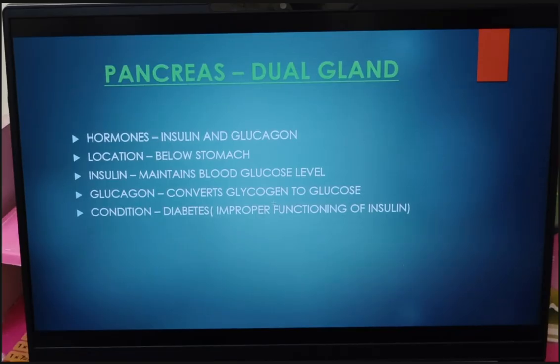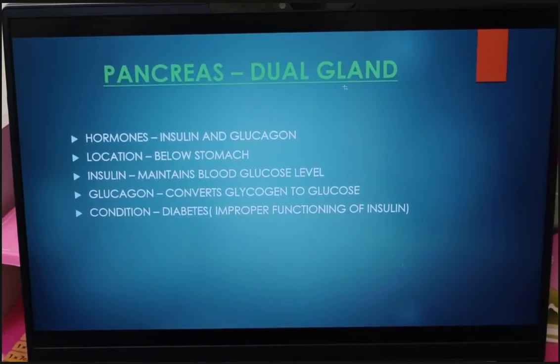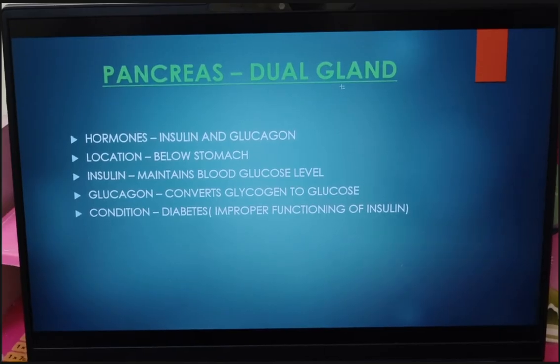The next is the pancreas. Pancreas is also called a dual gland. Do you know why? Dual meaning two. You could have heard this word before in the digestive system. It produces lipase. Very good. So the pancreas produces hormones as well as enzymes. That is why it comes under both exocrine gland as well as endocrine gland, and that is why you call it the dual gland.